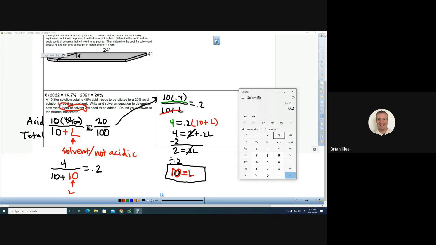So that's the biggest thing. You got to decide, are you adding something to just the denominator or both the numerator and denominator? If we were trying to make the thing more acidic, we would be adding liters of acid. So if we ever were increasing, it'd be a plus L in both the top and bottom. When it's a solvent, it's only in the bottom because you're trying to lower the percentage of acid, which means you need a bigger denominator.